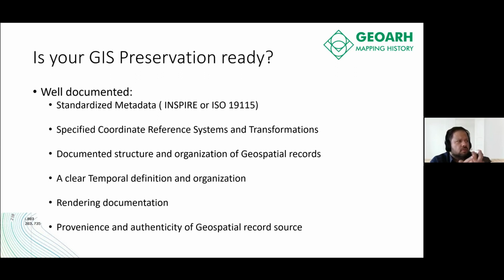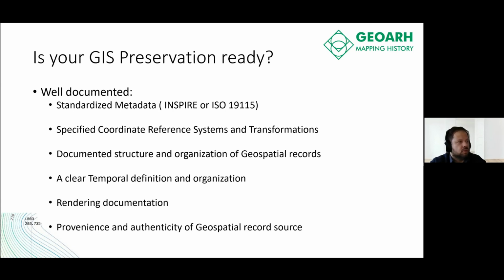Then, do we have a standardized specification of coordinate reference systems and transformations that are taking place, or is this being defined sporadically as people actually use it, with different names for the same coordinate system and so on? Do we have a documented structure and organization of geospatial records so that we know exactly how the data is structured, why it is structured in such a way, so that we can reproduce this in a different GIS later on? And this is where we should strive to ask our GIS providers to document our system before they deliver it to us.